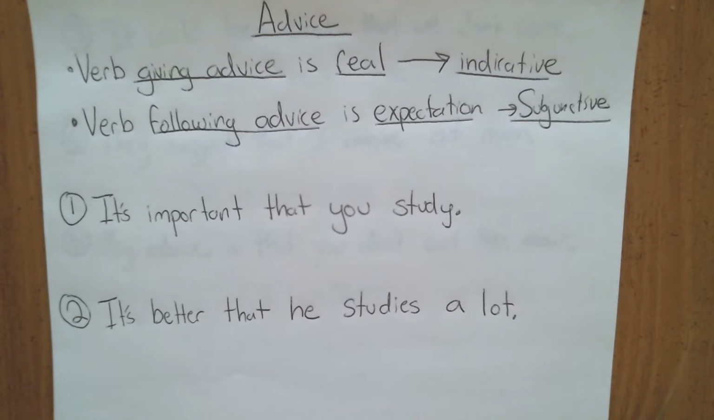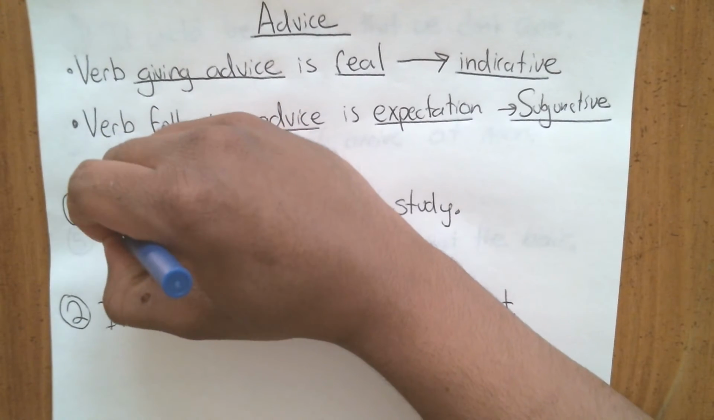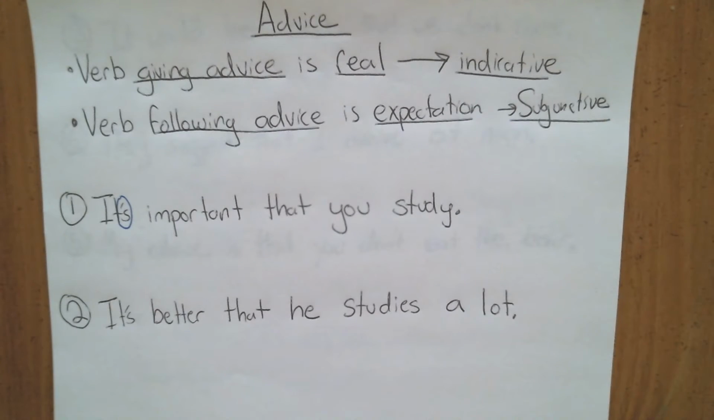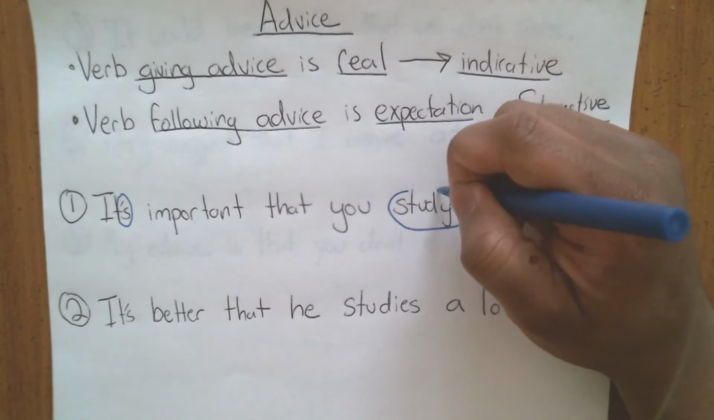However, the verb that follows the advice, the part of the verb that is what I expect you to do, what I want you to do, you're not actually doing that thing right now. And so I have to use the subjunctive to talk about it. So let's look at these examples here, and this will help you sort of flesh it out. When I say it's important that you study, we need to look at where are the two verbs in the sentence. The first one is the is that is implied in the it's, and the second one is study. These are our two verbs.